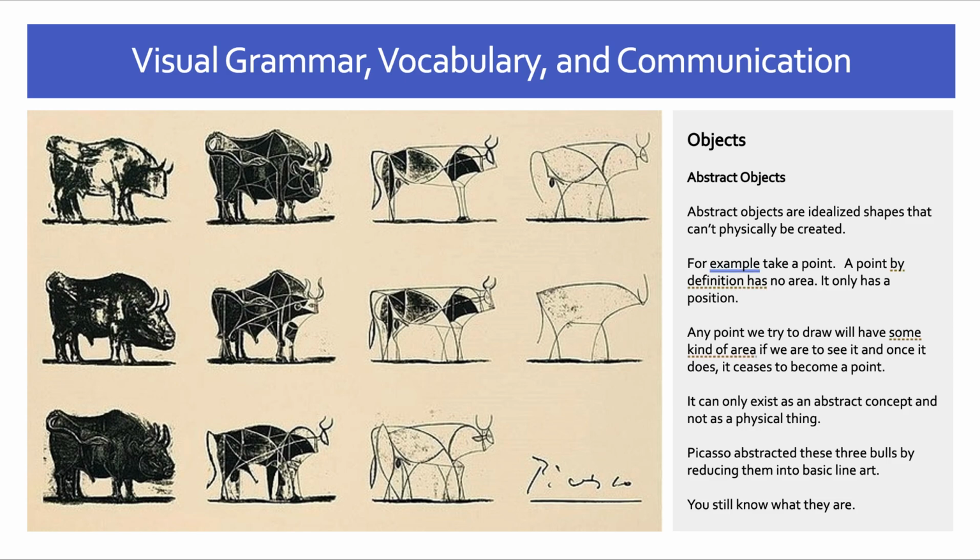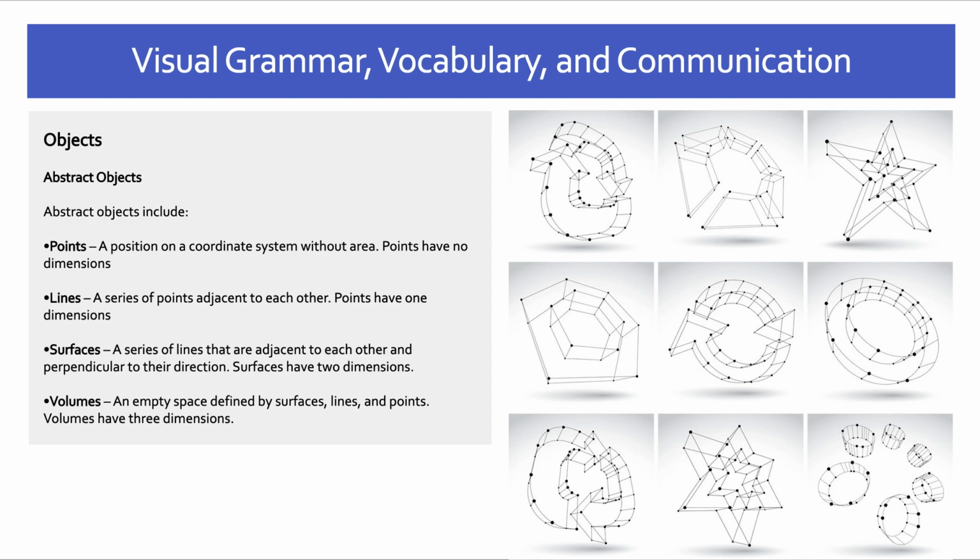This is abstraction, as we've talked about before. Abstract objects are idealized shapes that can't be physically created. And so we're talking about, in residential design, right? We are physically creating objects, but it doesn't mean that there can't be abstraction in the invisible design that we use to string those non-abstract objects together. Abstract objects can include points, lines, surfaces, and volumes, and you have an example of several of those over here.